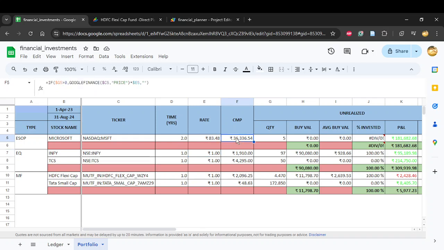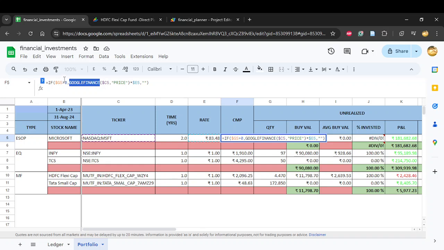Now coming to the current market price here, what essentially I'm doing is I'm querying the current market price of the Microsoft stock with the additional parameter of price, and I'm multiplying with the exchange rate for US dollar to Indian rupee at this date, and these arguments are passed into the Google Finance inbuilt function, and it will return the price of the Microsoft stock in Indian rupees.